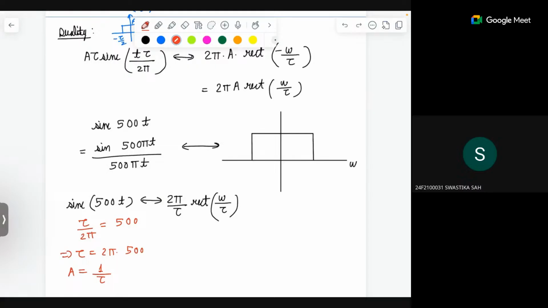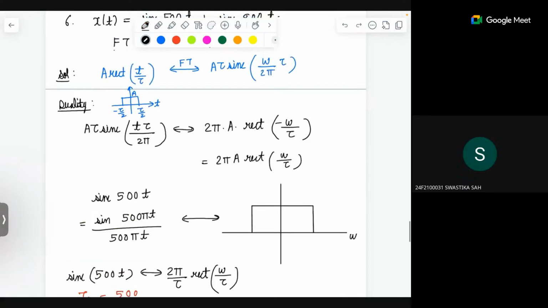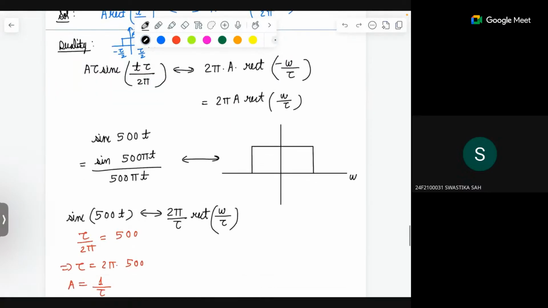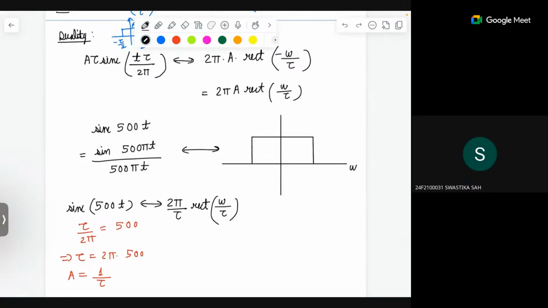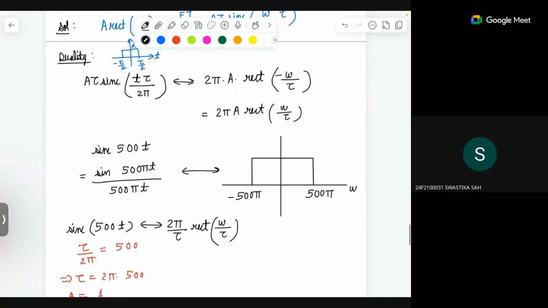Now let us draw it. In rect t by tau, it is minus tau by 2 to tau by 2. So here also it will be minus tau by 2 to tau by 2. Tau is equal to 500 into 2 pi. Tau by 2 will be 500 pi. So here I have 500 pi, and here I have minus tau by 2, so minus 500 pi.